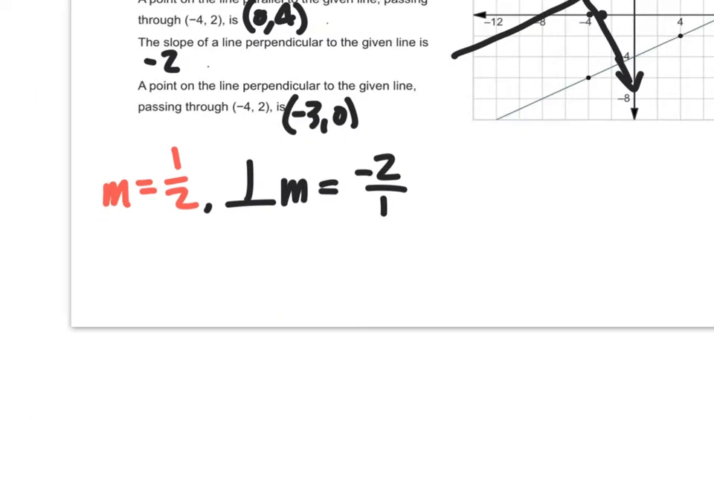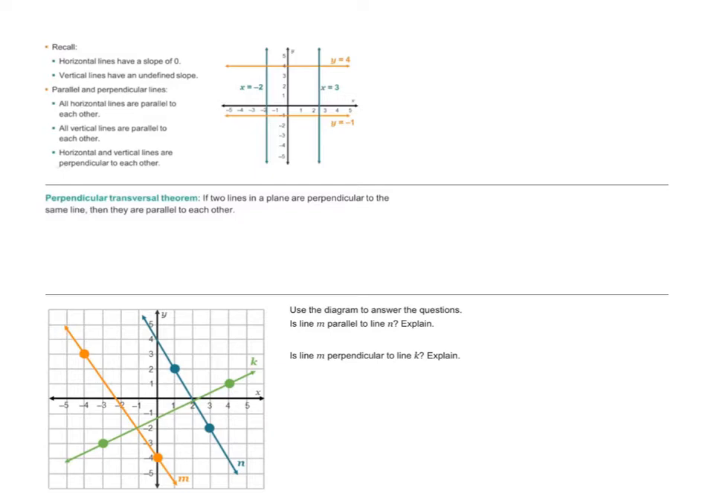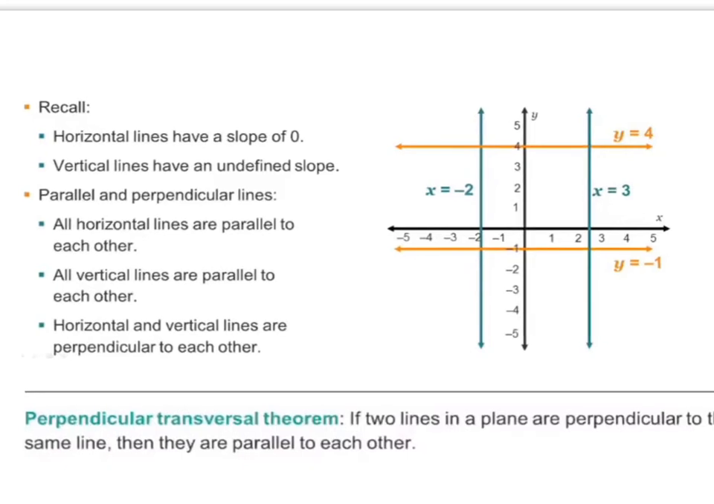So pretty simple stuff we've probably seen before. Now, we also want to go back and recall that horizontal lines have a slope of 0, and vertical lines have an undefined slope. So all horizontal lines are going to be parallel to each other. If you've got a horizontal line like y equals -1, which goes through the point -1 on the y-axis, same thing with the line y equals 4.